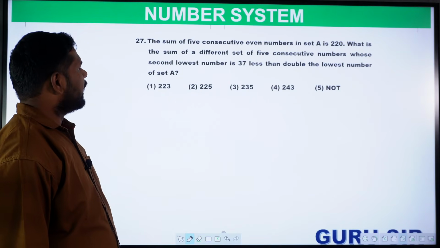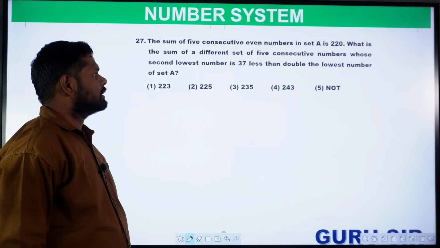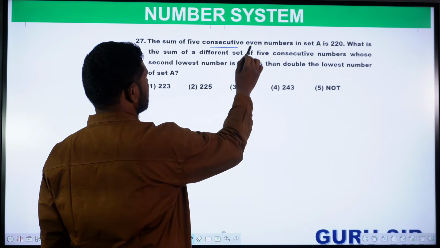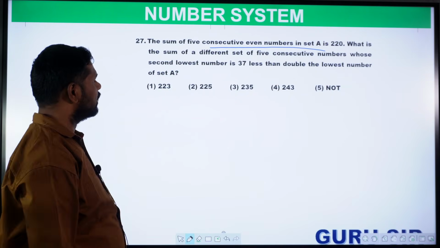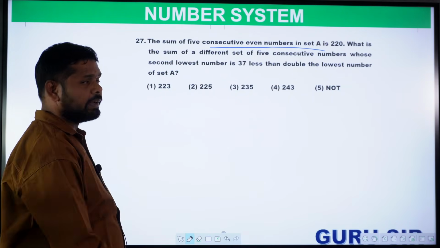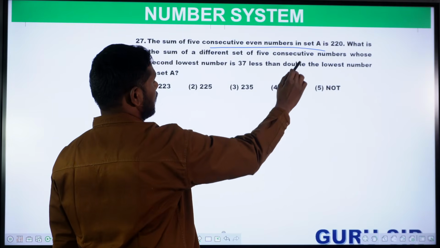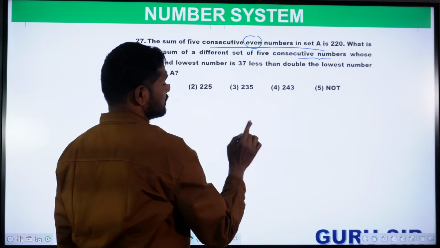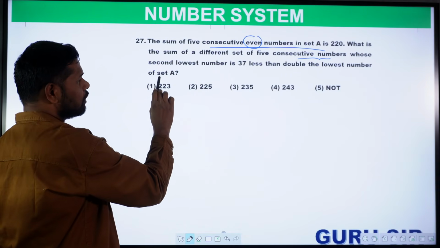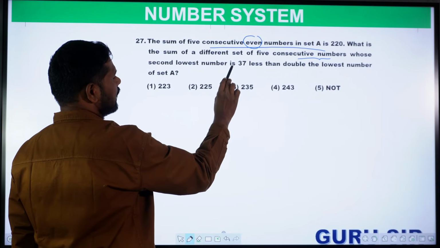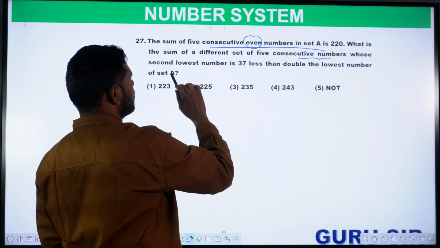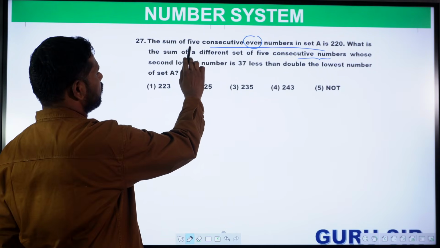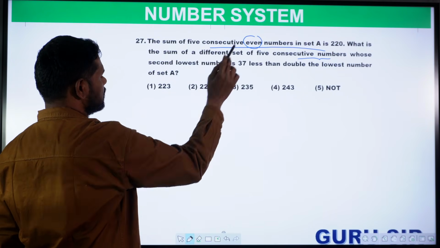The sum of 5 consecutive even numbers in set A is 220. What is the sum of a different set of 5 consecutive numbers, whose second lowest number is 37 less than the double of the lowest number of set A? Here it is consecutive even numbers in set A, and consecutive numbers in the other set. That is important.